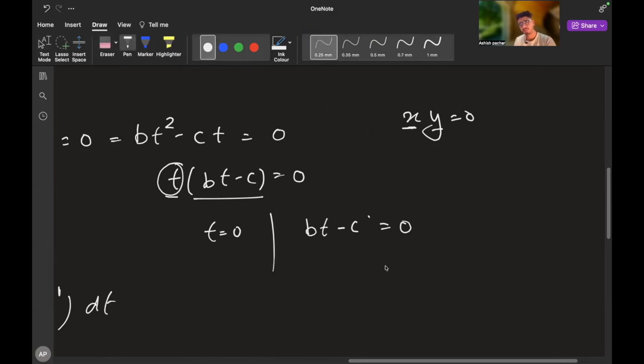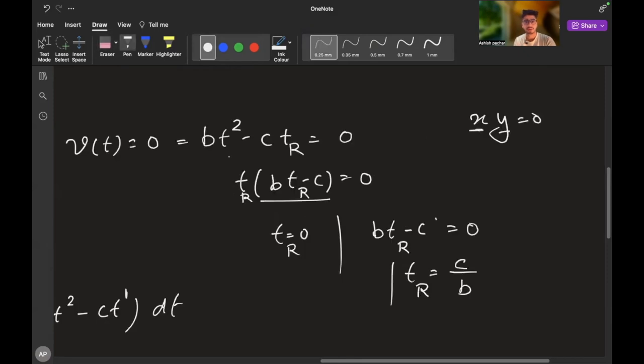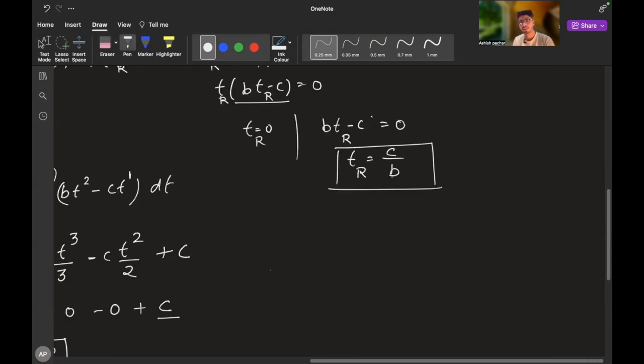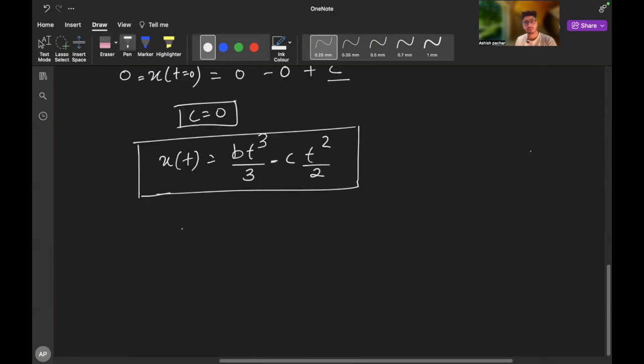So we get the t value: t is c by b. I had to mention tr, sorry, I haven't taken care of that. Just plug in the tr, because at the tr the velocity is 0 and it's the furthest point. So tr value is c by b, and just plug that in. When t is equal to tr, we already know the value we calculated, c by b.